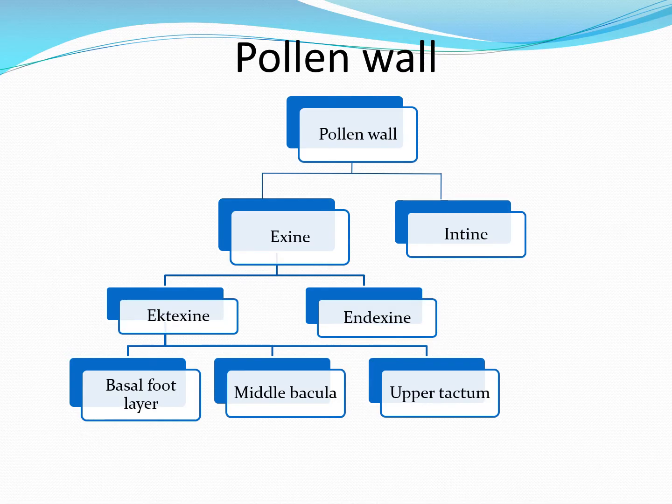This picture is showing different layers and sublayers of the pollen wall. Exine of the pollen wall is differentiated into two layers, ektexine and endexine. The ektexine is further divided into three layers: foot layer, the middle one vacuola, and the upper layer is tectum.